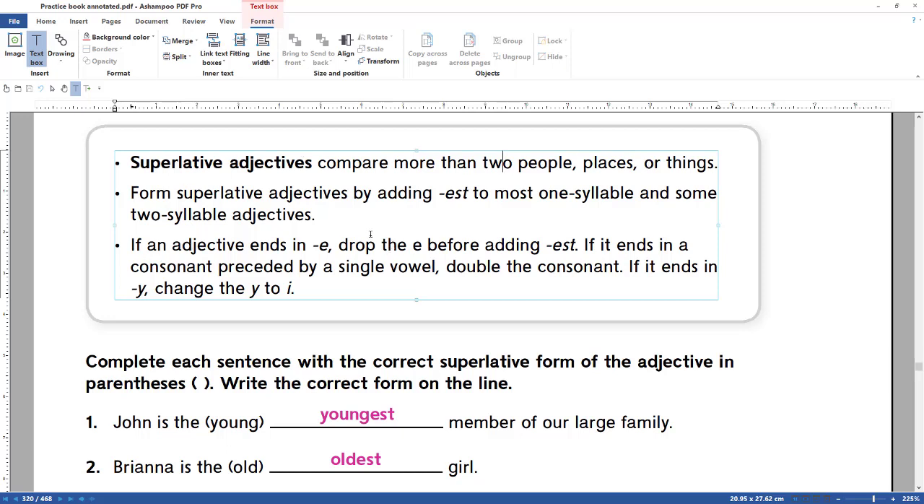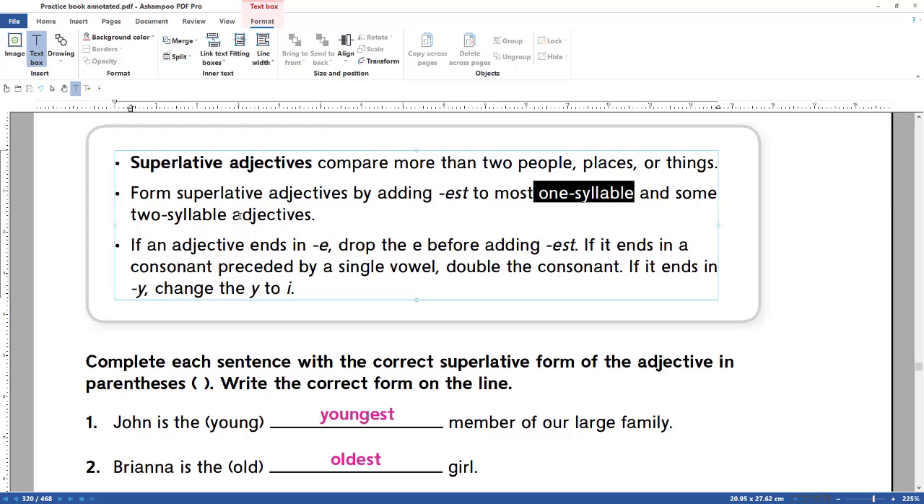What should we add for the superlative adjectives? Actually, we have to add est, as you can see here. If you remember in the comparative, we said we will add er, but here for the superlative, we will add est. To the word that has only one syllable, I mean the short word, we will add est, and also some two-syllable adjectives, but this is not common.